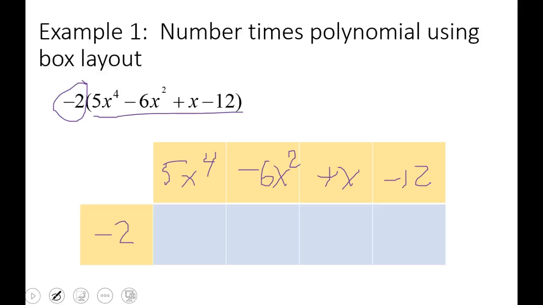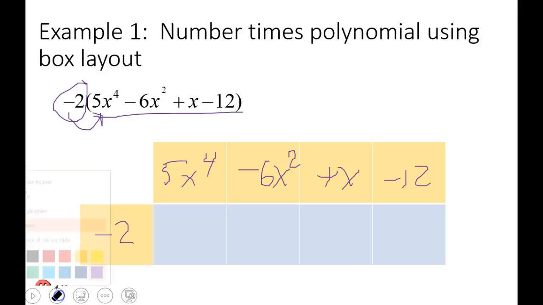What I'm going to do is fill this box here with this column times this row. That's exactly what you do when you distribute. You did -2 times 5x to the 4th, but this gives you a visual layout for where your results are coming from.